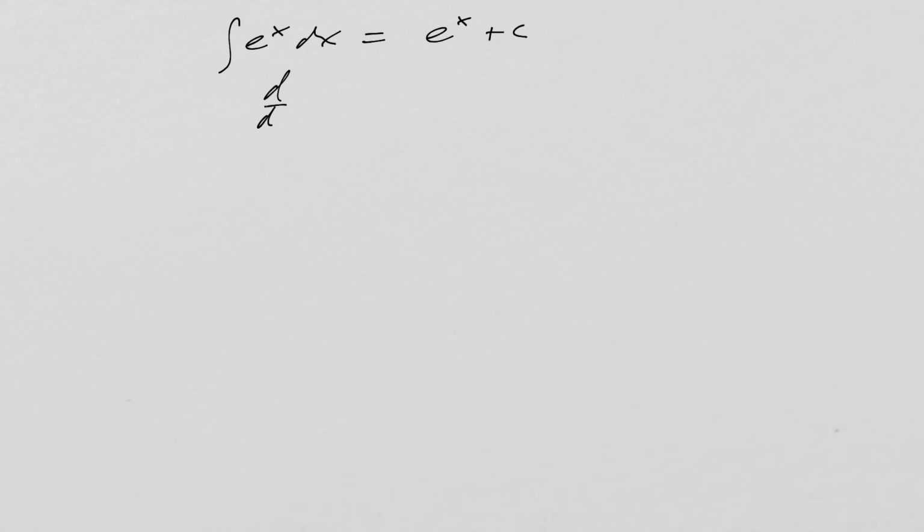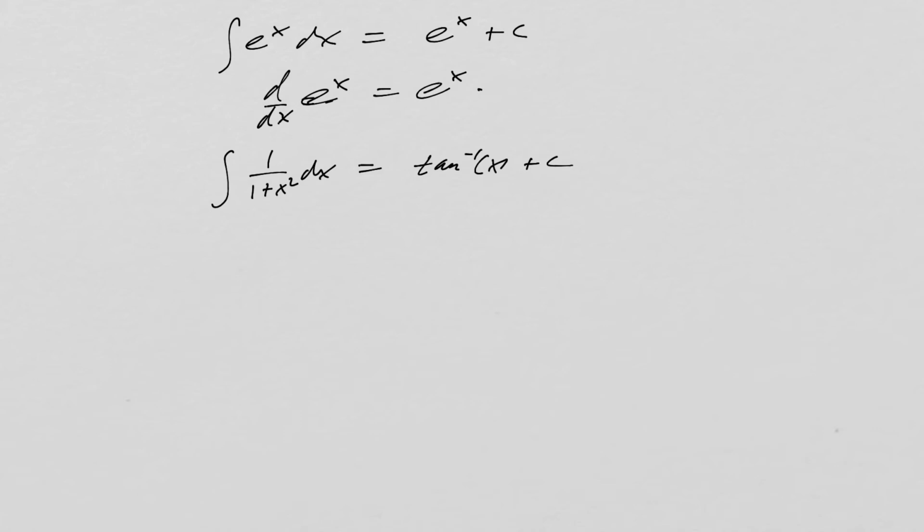And we also know that the derivative of e to the x is going to be e to the x. So now we have these two symbols to represent going in opposite directions. The integral of 1 over 1 plus x squared dx: we know that the antiderivative of 1 over 1 plus x squared is going to be tangent inverse of x plus c. It's nice that we finally got this symbol written down, which allows us to codify with an operation a symbol that represents anti-differentiation.